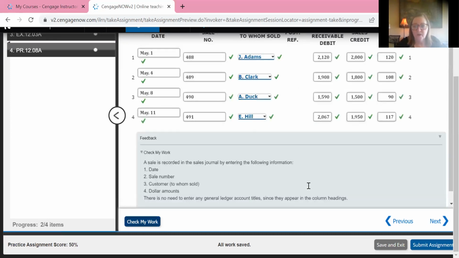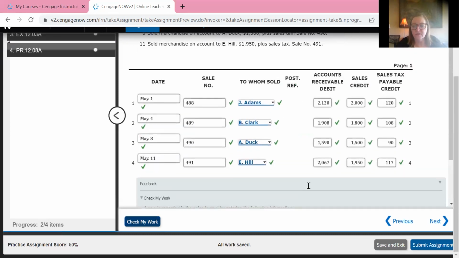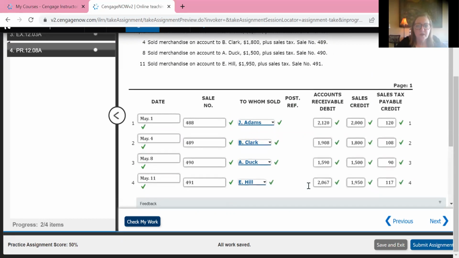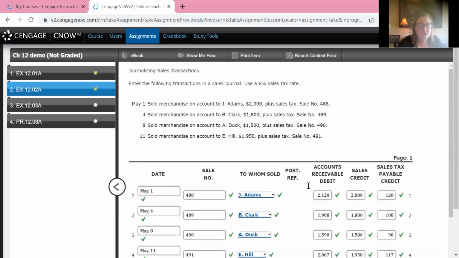Is everything filled in? Okay, I think it's right. Let's check my work. We look for the check marks. Yes, beautiful. It's all good. That's a sales journal. Doing these exercises will get you more familiar with how these different special journals work.